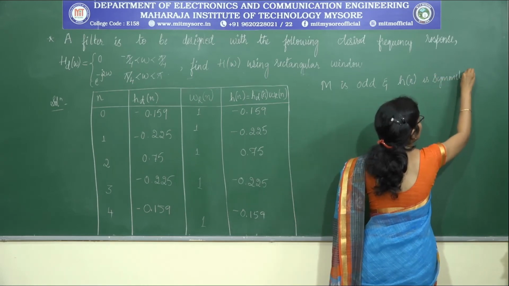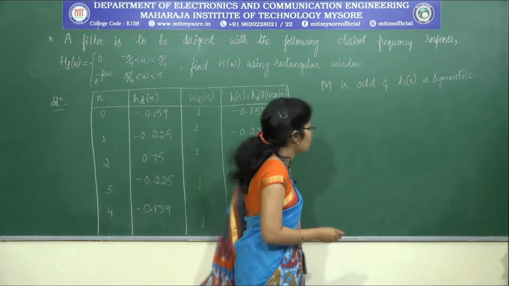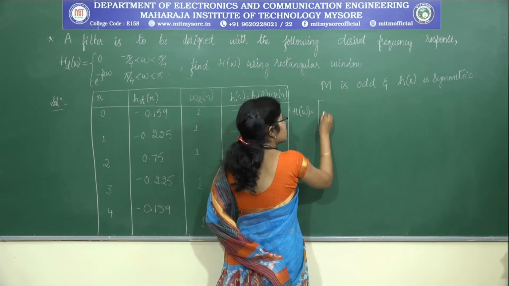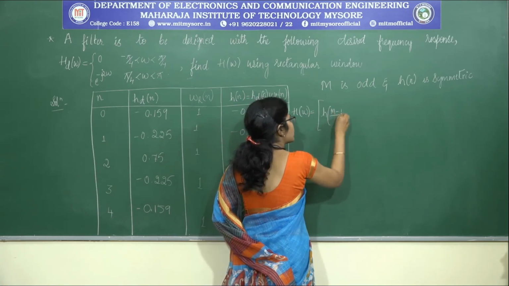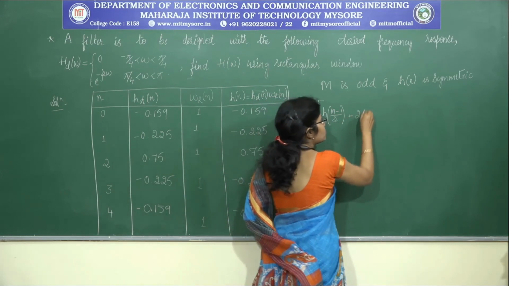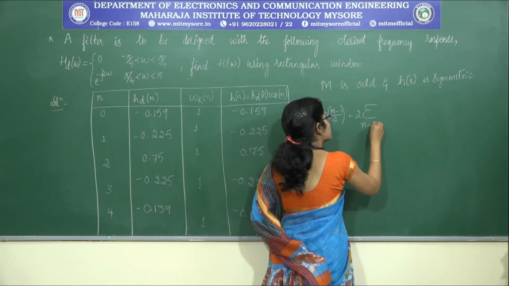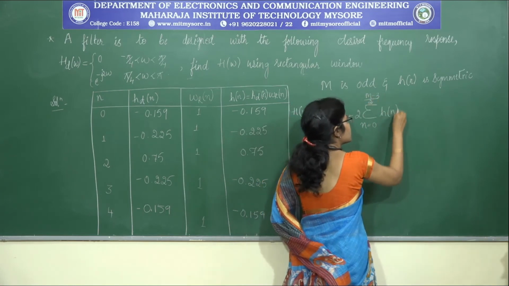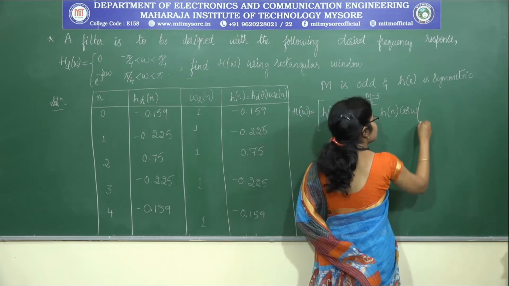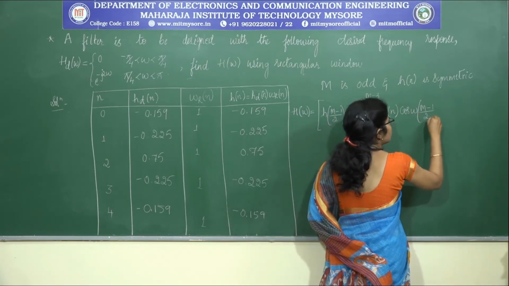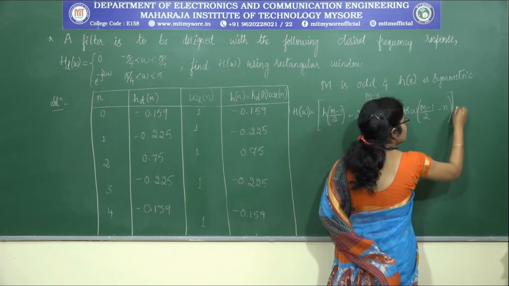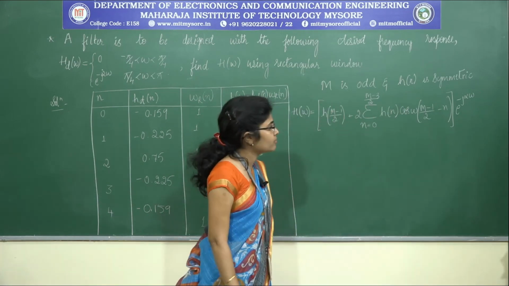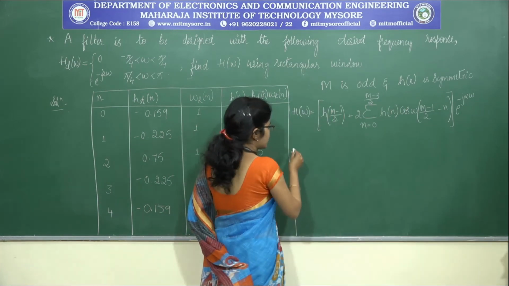So, with this condition, what will be the expression for h of omega? h of omega will be equal to h of (m minus 1) by 2 plus 2 into summation n ranges from 0 to (m minus 3) by 2 of h of n into cos omega ((m minus 1) by 2 minus n), into e power minus j alpha omega. So, we know the value of m, we know the value of alpha. Let us substitute in this expression.